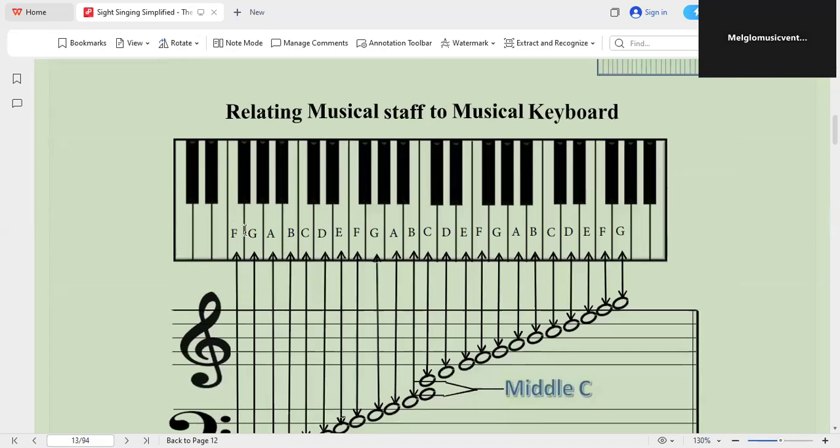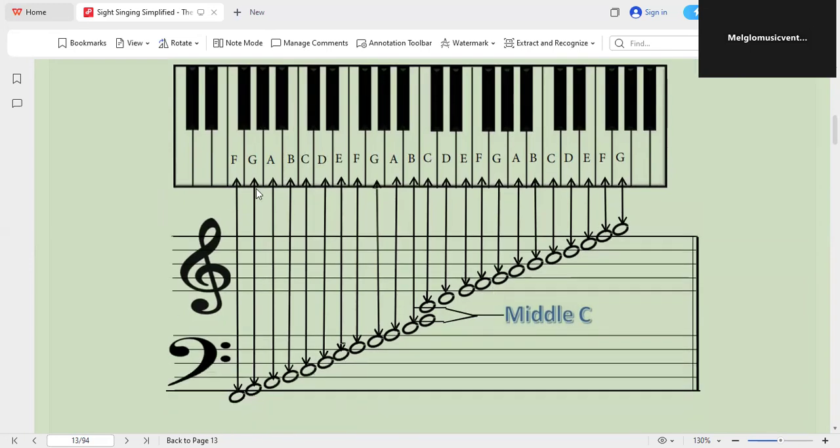A musical keyboard is one of the most common musical instruments. It consists of black and white keys. You can see the white keys and then the black keys. The black keys are arranged in groups of 2s and 3s. And so we're going to be relating them to the staff.